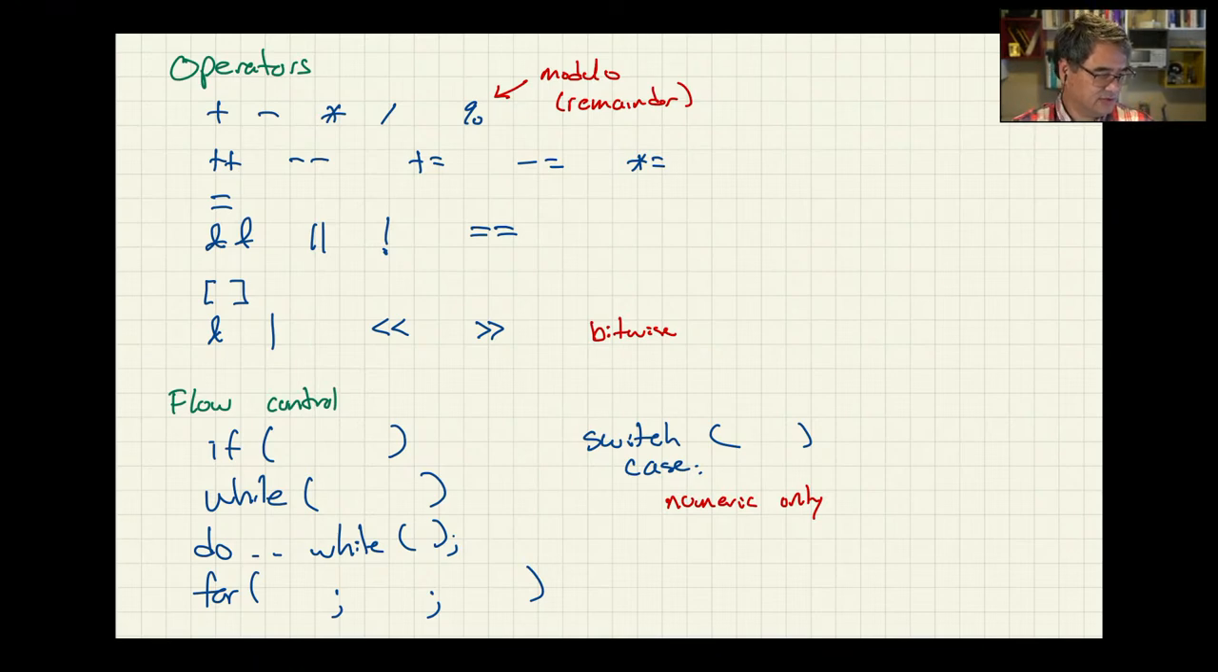There's a question here. What do they mean when they say C is closer to the hardware? That's a good question. Like I said, back in the 1970s, a lot of programming was done in assembly language. So if you wanted to eke out as much performance as you could on some of these slower pieces of hardware that existed back in the day, you did your work in assembly language.